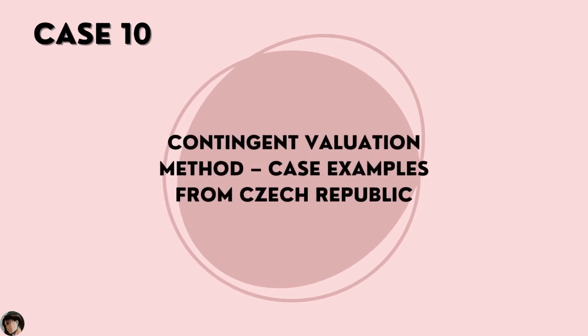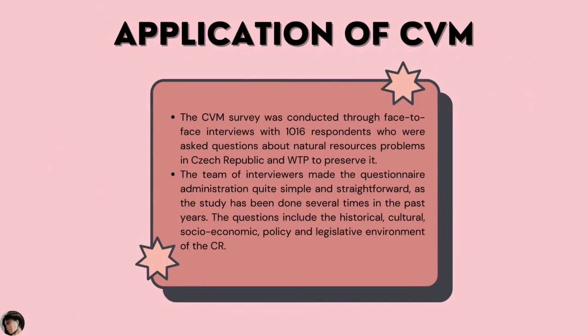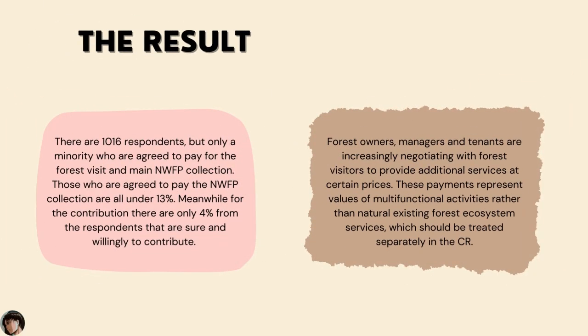Case 10. Contingent valuation method, case examples from the Czech Republic. The objective of Case 10 is to determine appropriate methods and techniques for valuing forest services in the Czech Republic based on the aims of valuation, the relationship of forest services to the market, and the availability of input data. The CVM survey was conducted through face-to-face interviews with 1,060 respondents who were asked questions about natural resource problems in the Czech Republic and WTP to preserve them. For the result, of the 1,060 respondents, only a minority agreed to pay for the forest visit and main NWFP collection. Those who agreed to pay for NWFP collection are all under 13%.